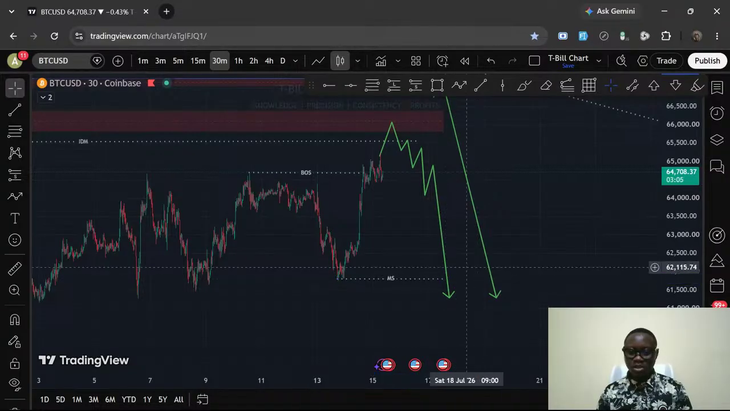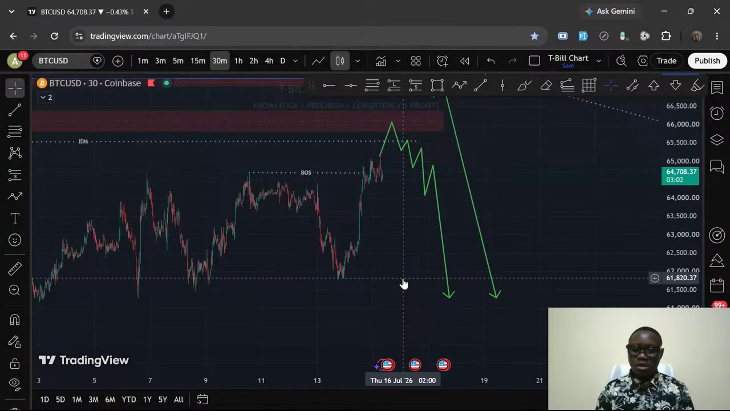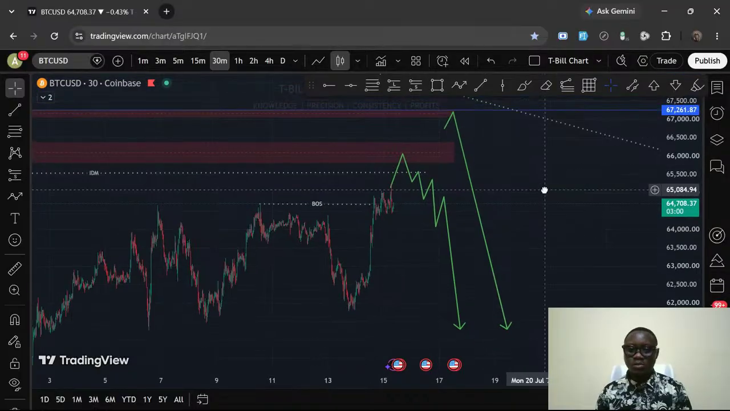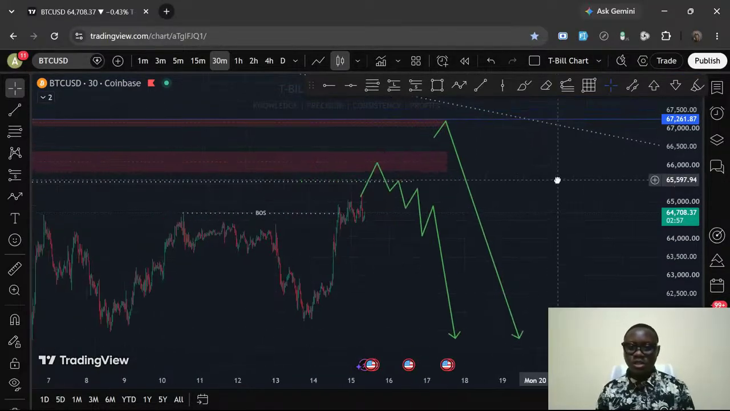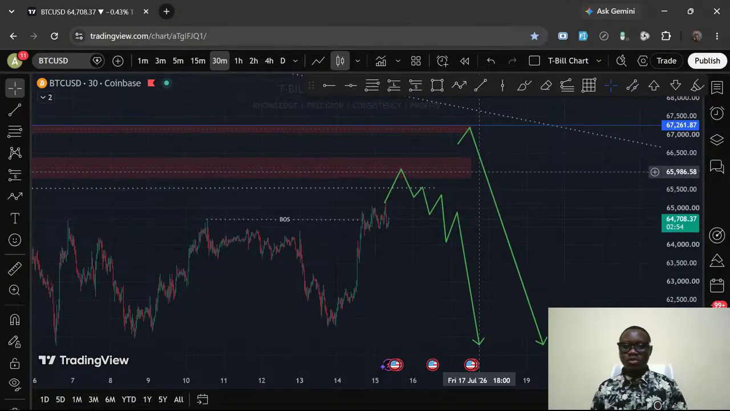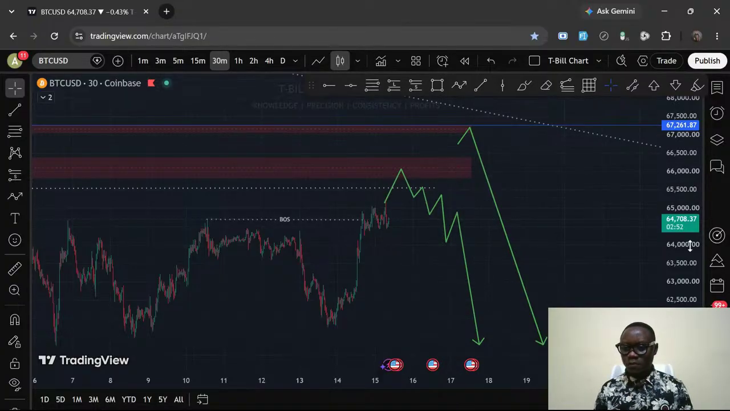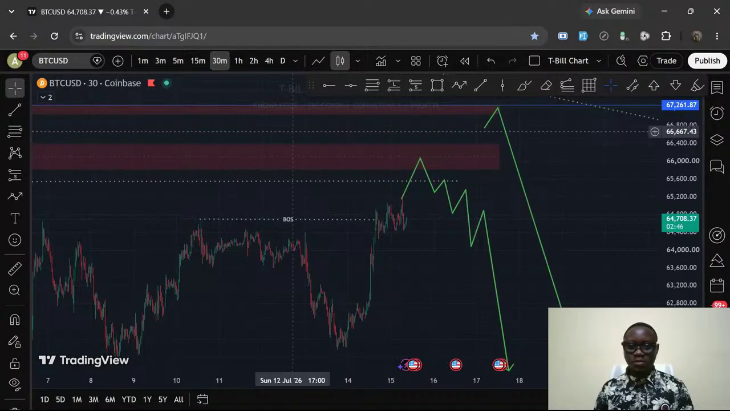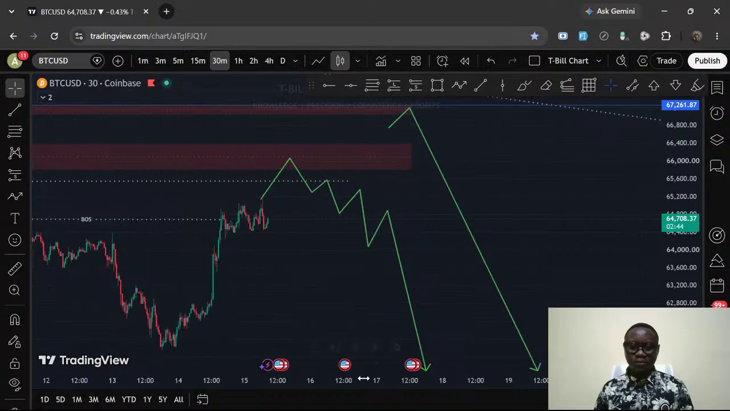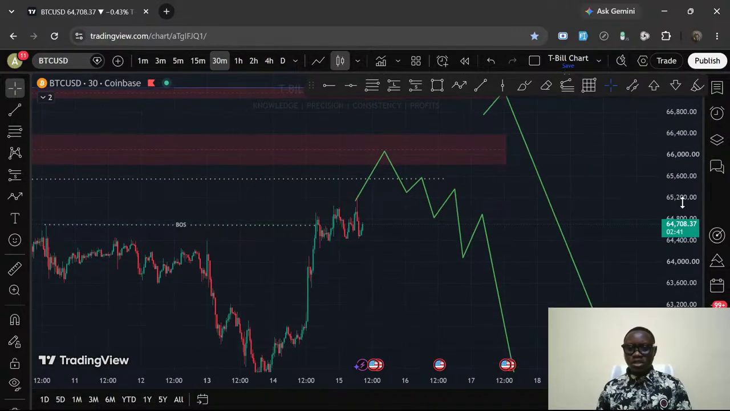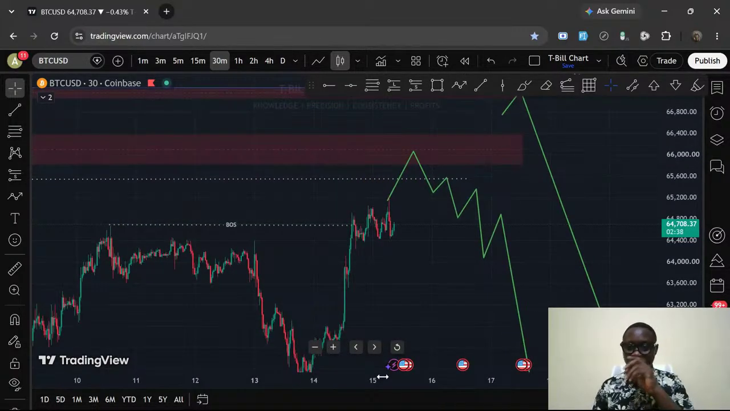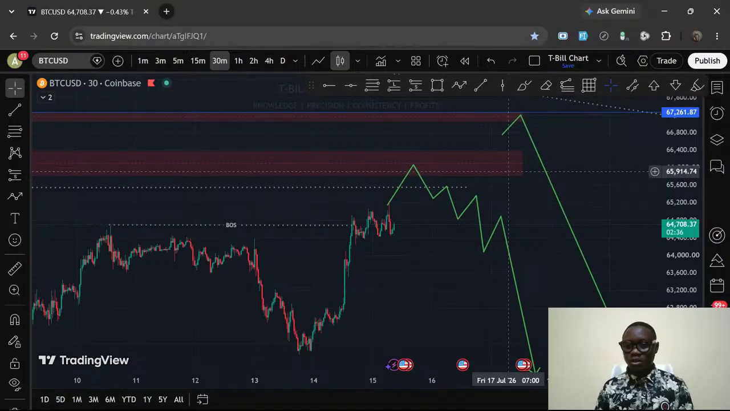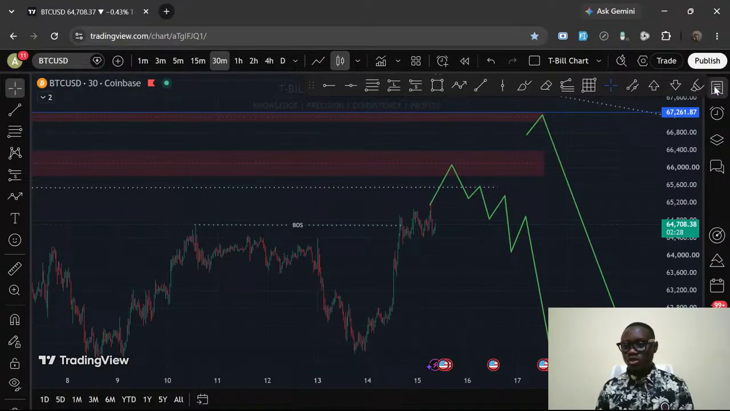But for now, let's just be patient. These are the two zones we're looking for potential sell on BTC, based on the 30 minutes time frame structure. Okay. All right, so this is it. I'm going to share this on the Free Signal Telegram channel. Okay. We keep monitoring the zones for potential sell opportunity. All right, so that is it on BTC USD.